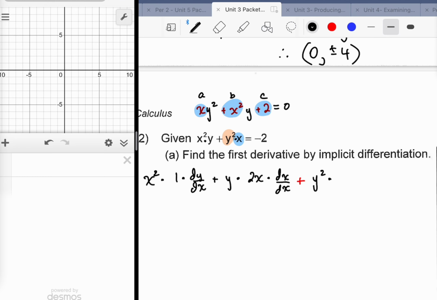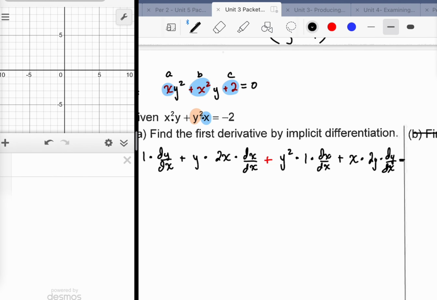I could say dx/dx just because I'm taking the derivative of x with respect to x, or I could say, well, last week the derivative of x is 1, but now I got to slap on a dx/dx. All right, so times 1 times dx/dx plus my second function x times the derivative of the first, so 2y, slap on a dy/dx. The derivative of negative 2 is constant, so the derivative of a constant would be equal to 0.